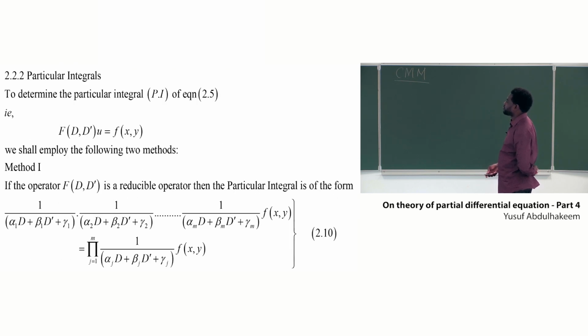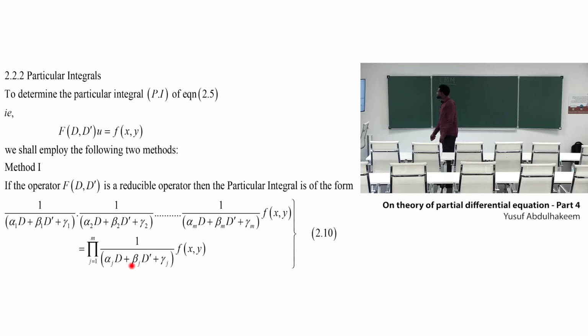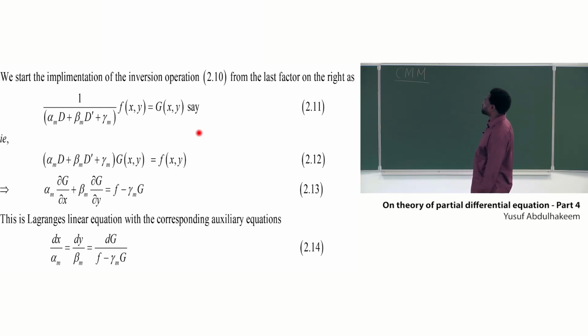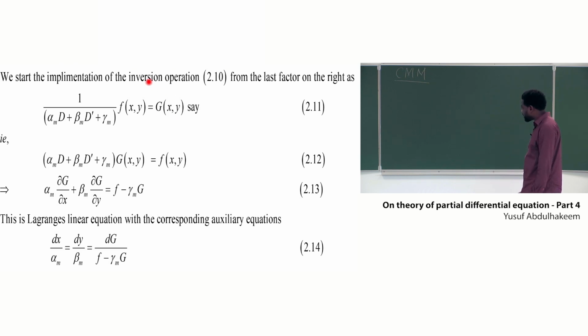Then for the particular integral, this is what we are going to assume: the product of all these factors. And there are two ways to do it. This is the first one. We start the implementation of the inversion operation from the last factor on the right, as we have here. So we equate the whole of this to be equal to g(x, y), which is just an arbitrary function.